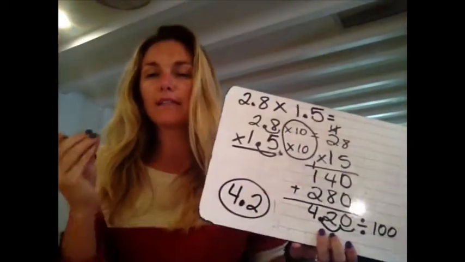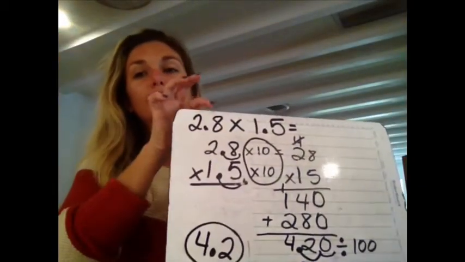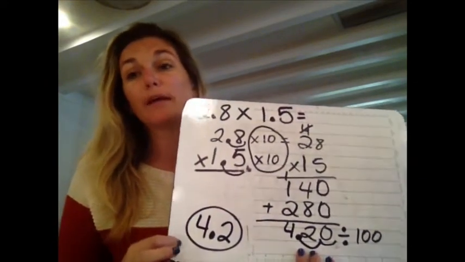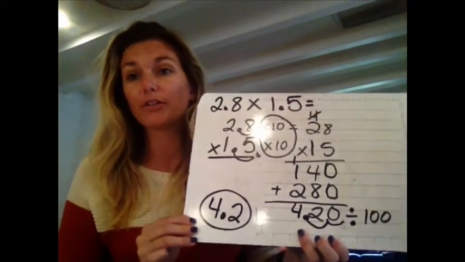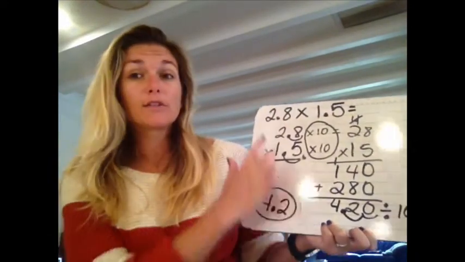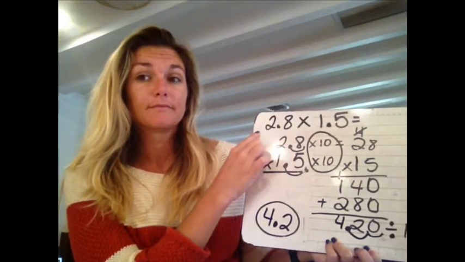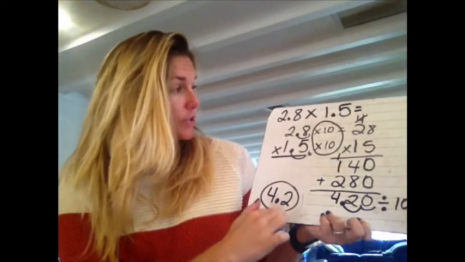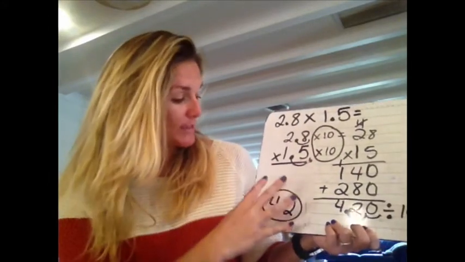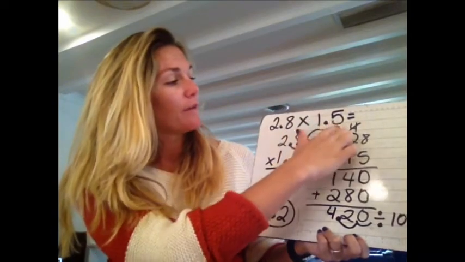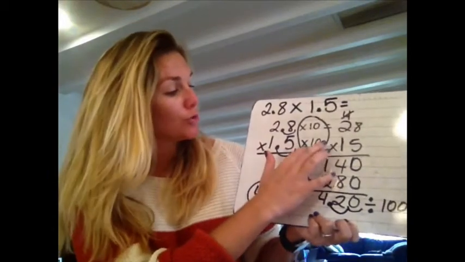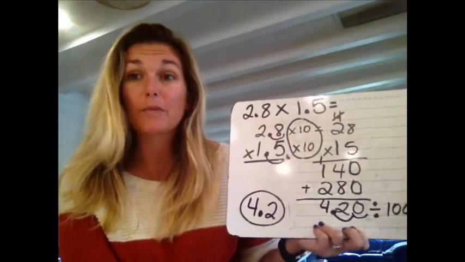Now I need to think about, is this reasonable? I have whole numbers in both of my factors. If I have whole numbers in both of my factors, I know that my answer has to be larger than both factors. So my product needs to be larger than both factors. Is 4 2/10 larger than 2 8/10? Yeah, okay, good. Is 4 2/10 larger than 1 5/10? Yes, okay. So my answer to 2 8/10 times 1 5/10 is 4 2/10. Okay, you are going to use this place value in the next few problems that we practice, okay?